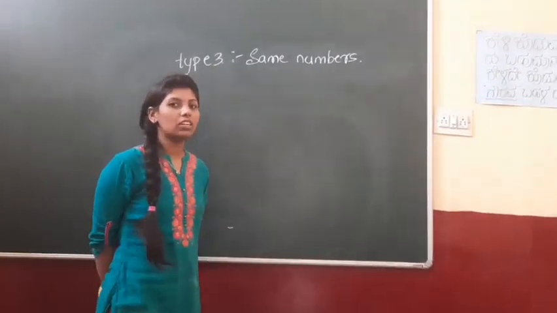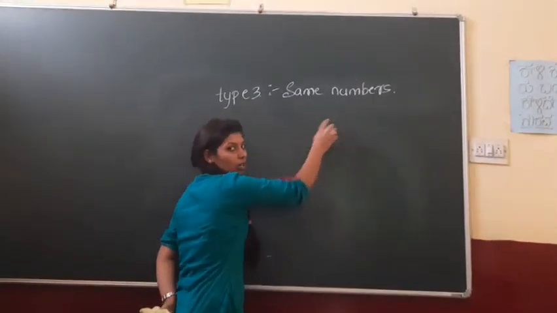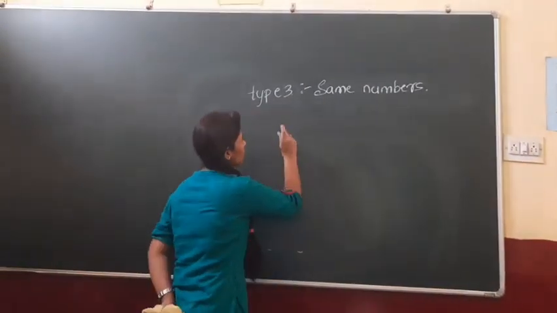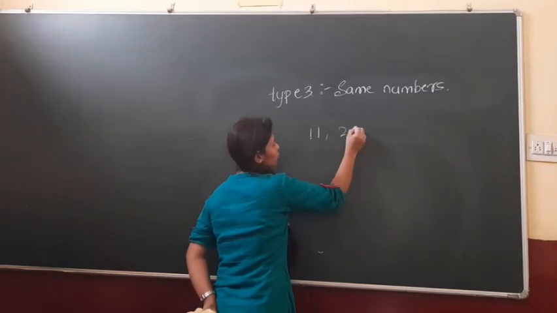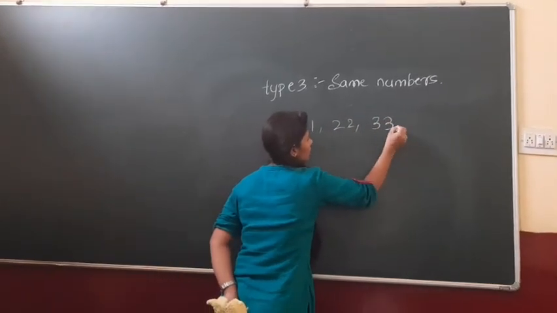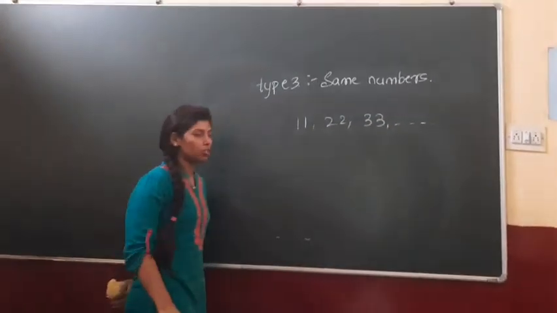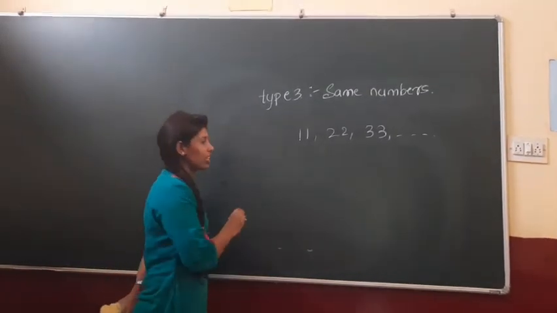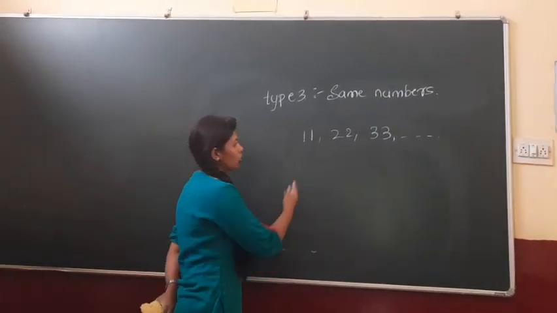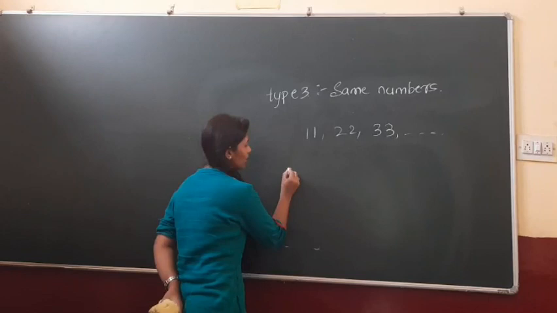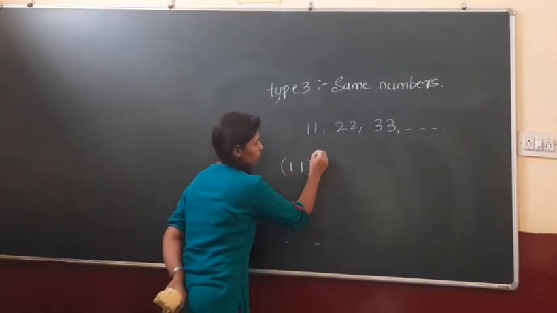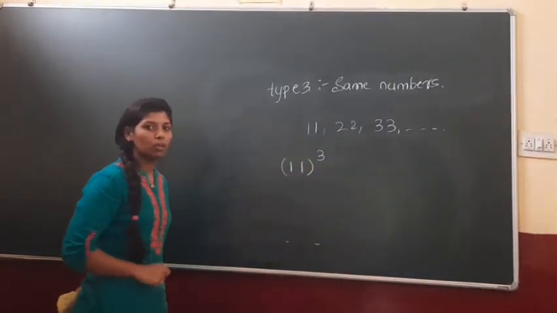Next we move to the third type, that is same numbers. Same numbers means 11, 22, 33. These are called same numbers. Now we make the cube of one of the same numbers. For example, if I take 11 cube, how do I make it?